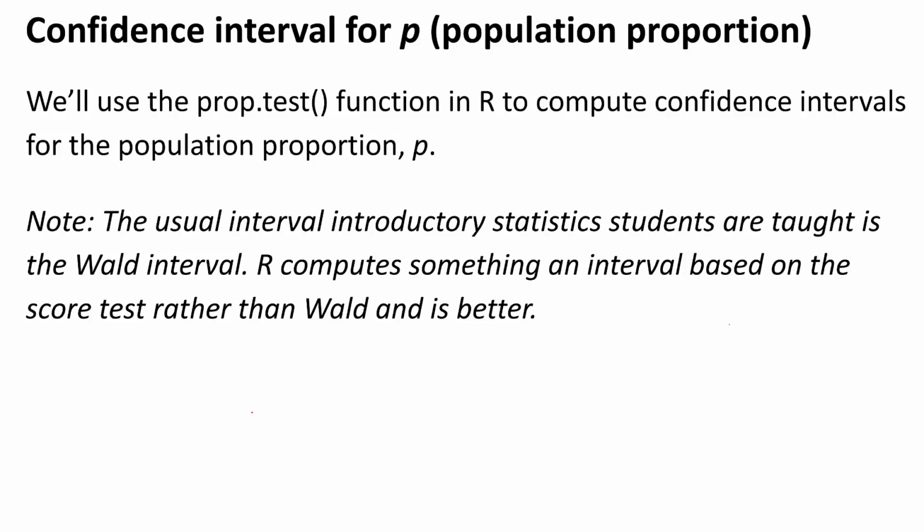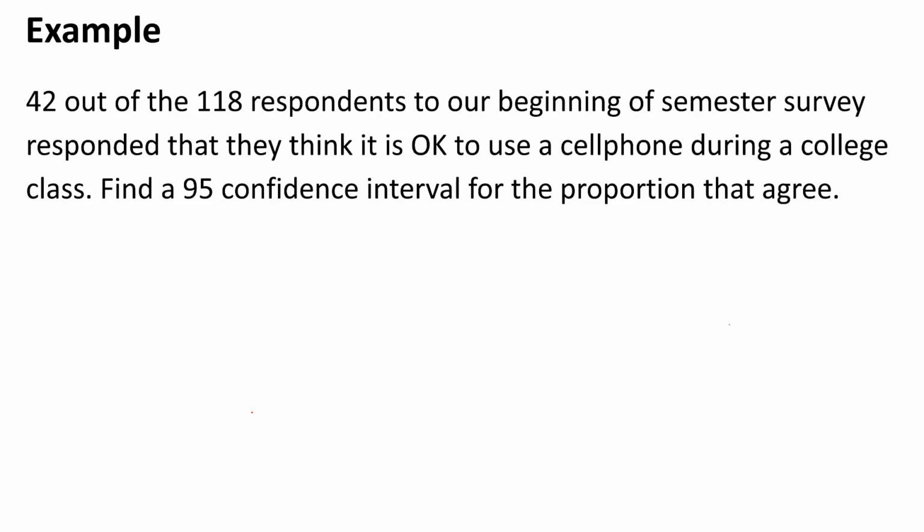But we're going to use the prop.test function in R to compute our confidence intervals for the population proportion p. And it uses something different than that other confidence interval, which is called the Wald interval. It computes something different and is better than the Wald, so we're going to use what is built into R. So let's do an example. We have 42 out of the 118 respondents to our beginning of semester survey responding that they think it's okay to use a cell phone during a college class. Find a 95% confidence interval for the proportion that agree.